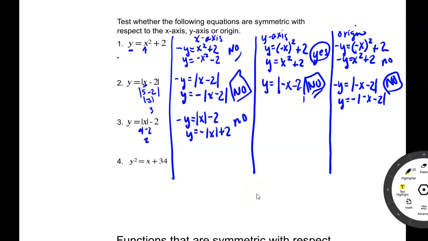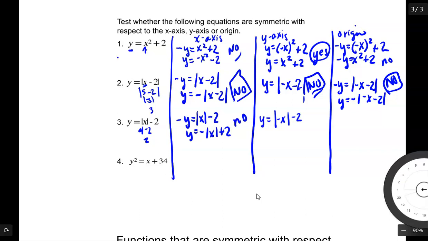Okay, now we're going to check for symmetry with respect to the y-axis. What's our rule there? We replace the x with negative x. So that gives me y equals absolute value of negative x minus 2. Now, I don't know if x is positive or negative. So I don't know if the absolute value here is x, or if it's negative x, because if x is negative, the opposite of that would be the positive one.